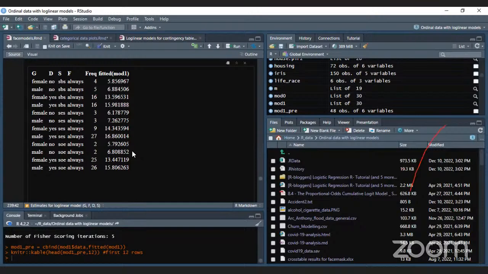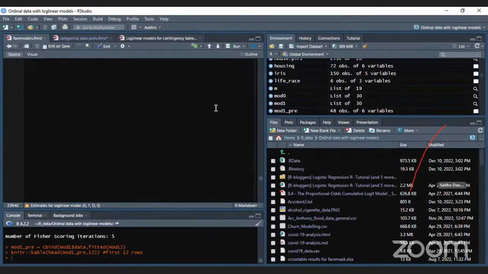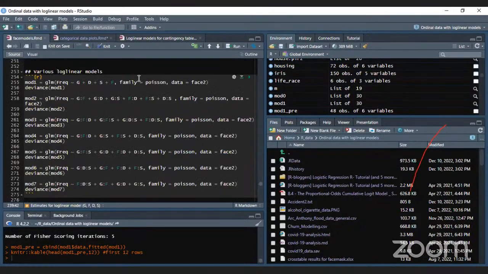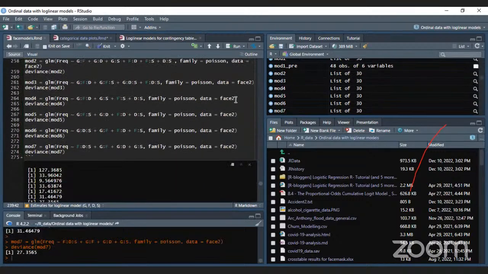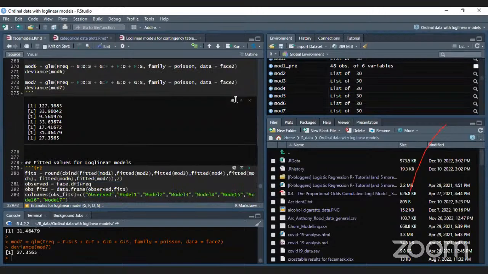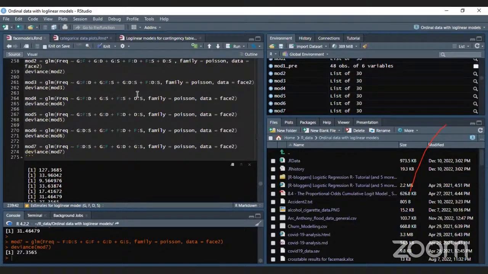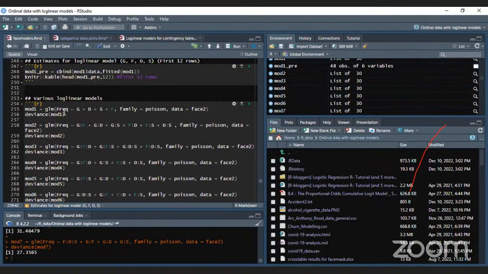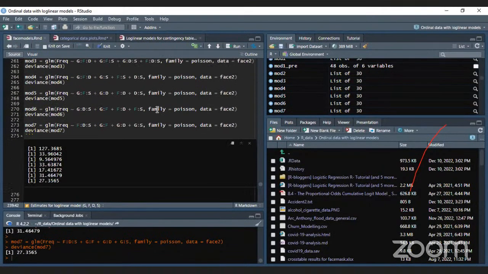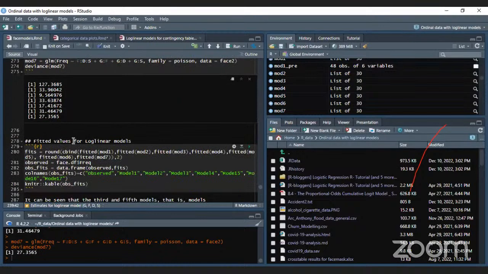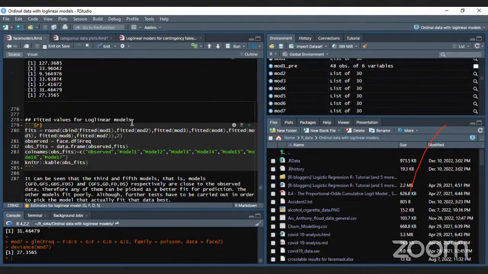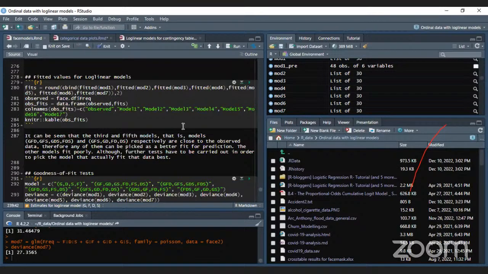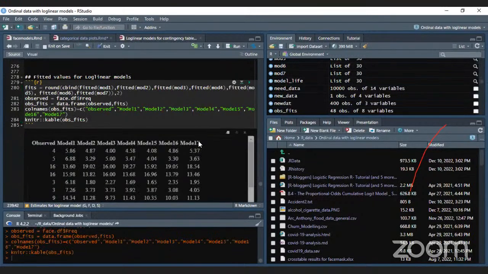So I need to prepare another model here. Look at it. The various log linear models that I carried out are here. Let me just load all of them for us to see. These are the various models that I've done. All of them are here. I want to now see the fitted values for each log linear model. Let me now load. I want to pick the one that's giving me the best.